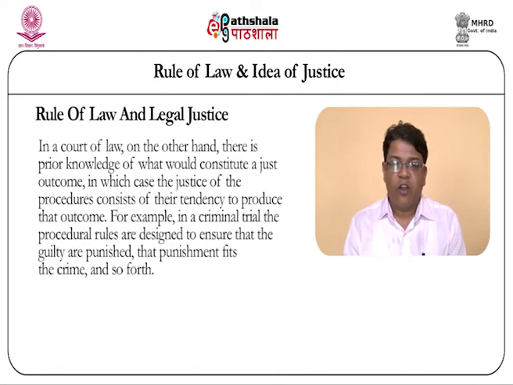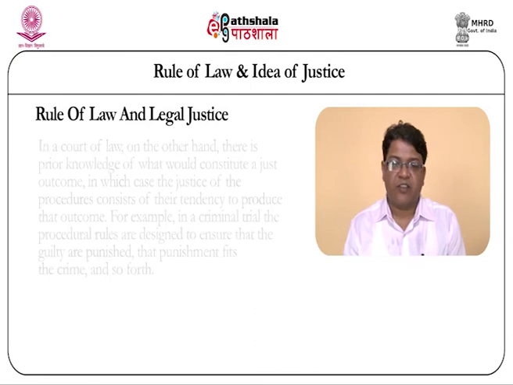In a code of law, on the other hand, there is a prior knowledge of what would constitute a just outcome, in which case the justice of the procedures consists of their tendency to produce that outcome. For example, in a criminal trial, the procedural rules are designed to ensure that the guilty are punished, that punishment fits the crime, and so forth.